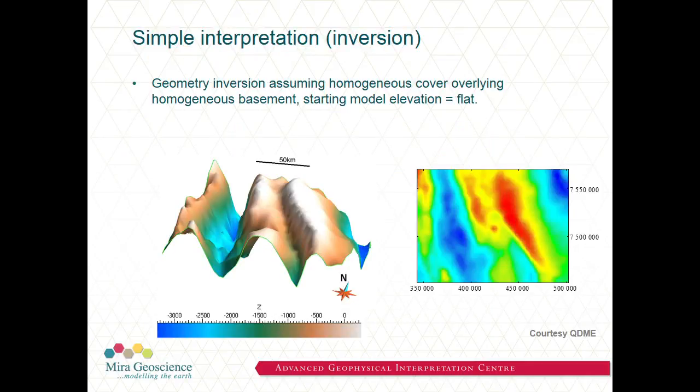First attempt: solving directly for the geometry of the base of the cover, assuming that the cover itself is homogeneous. This is using just a simple starting model of an assumed constant depth and letting the inversion iterate until it finds the base of the cover under that assumption. In this case, of course, what you see is that the base of the cover closely reflects the gravity data itself.